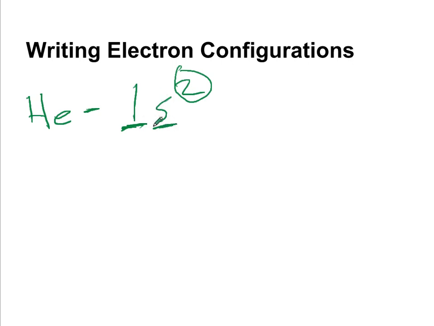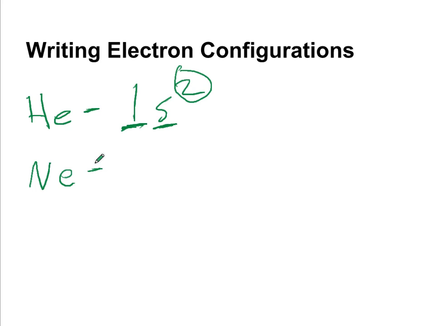So, if you noticed on the other page that all of the s sublevels only had 1 orbital, that means the highest exponent we can have on an s is 2. We can only fit 2 electrons in an s sublevel because there's only 1 orbital there. Let's look at neon.